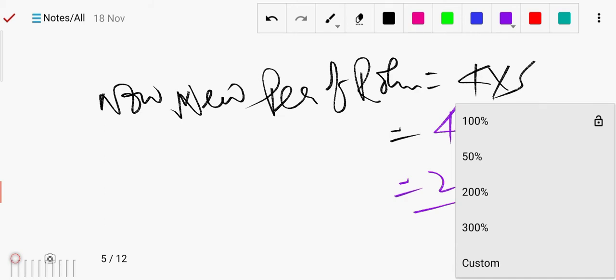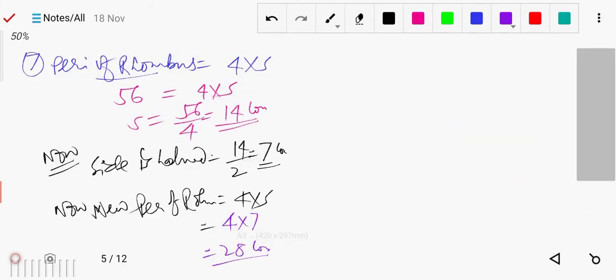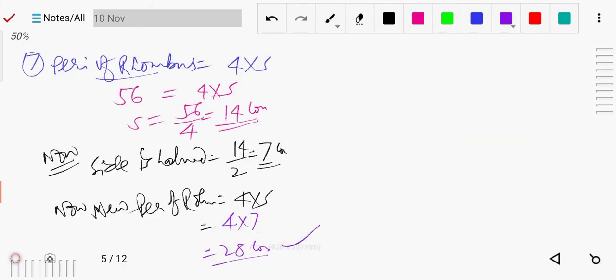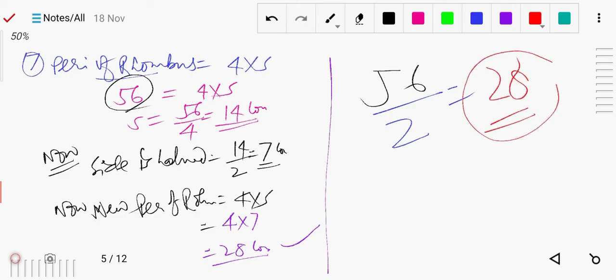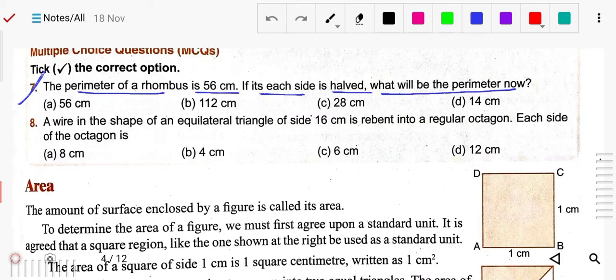Okay, so you can check this. So now we got the 28 centimeter. Or directly you can give the answer. The perimeter earlier was 56, so simply you can divide by 2, because the side is half. So you will get 28 again like this also. But you have to follow these steps. You have to solve by this method. Understood? So here you can see the answer will be option C.